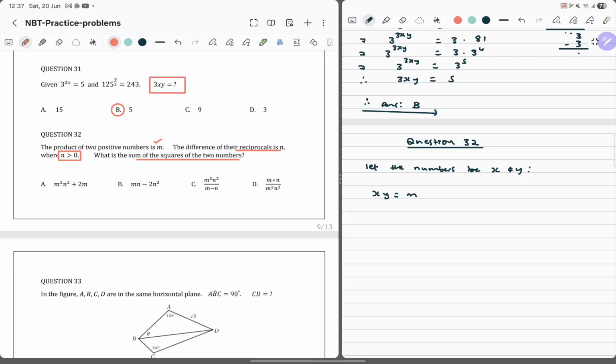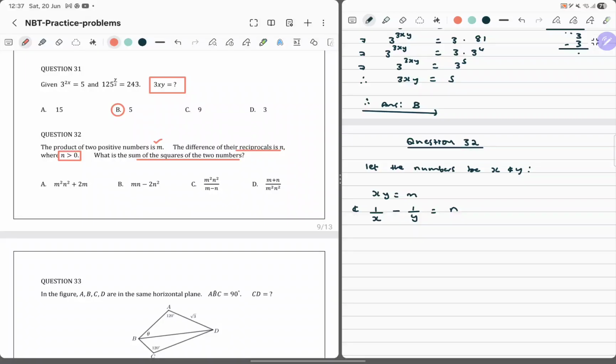And the difference of their reciprocals, whichever comes first, the reciprocal is 1 over x minus 1 over y. We are told this is n. Okay. And we are told that this is positive. Okay, not a problem. So the question is, what is the sum of the squares of the two numbers?